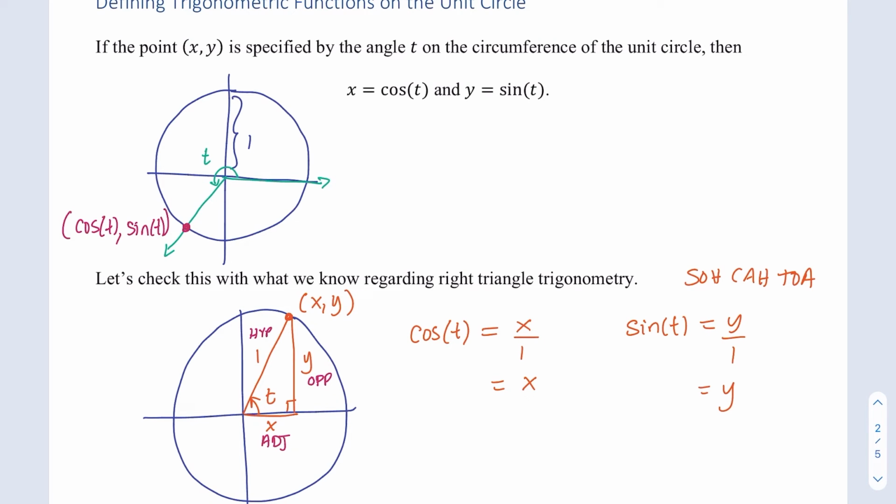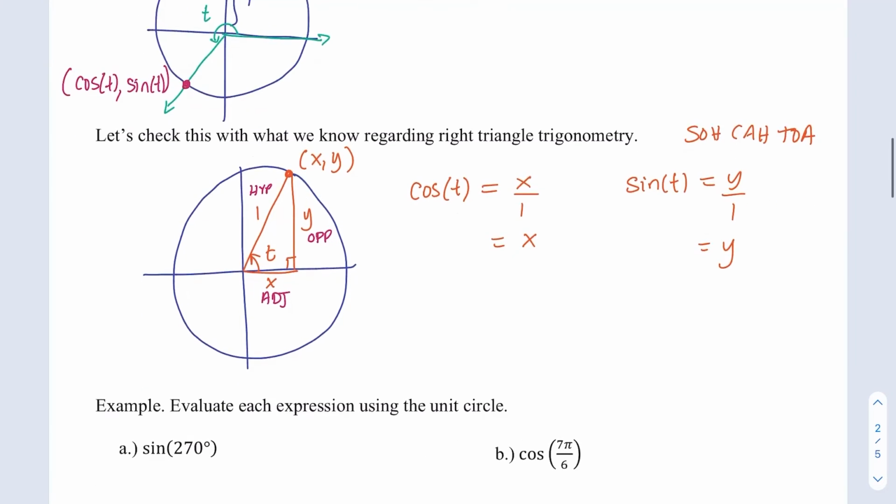We notice that cosine of t equal to x is just what we have up here, and sine of t equal to y just matches what we have up here. So all we're really doing with this unit circle is expanding our definitions for cosine and sine and being able to find those values for angles larger than 90 degrees.